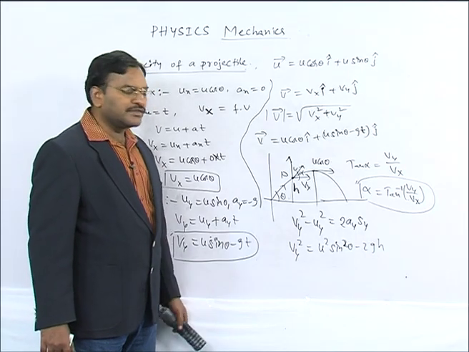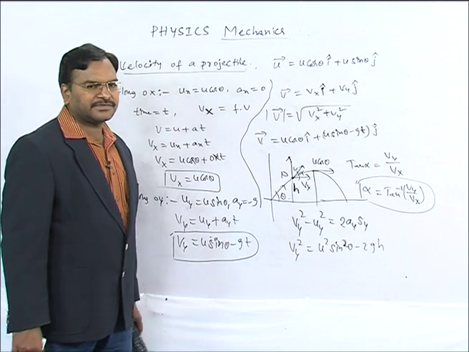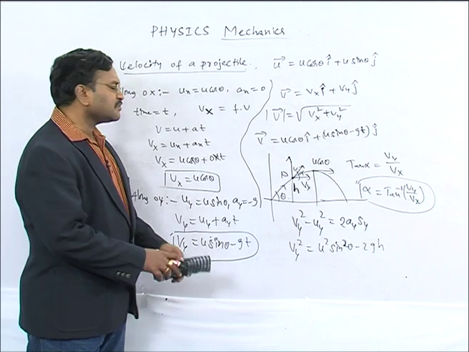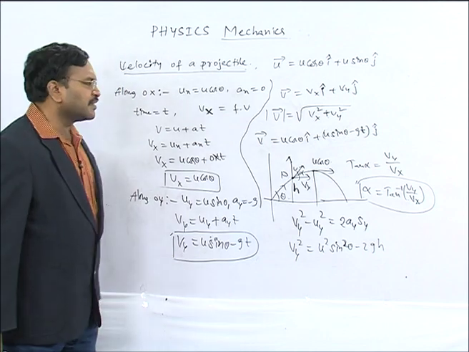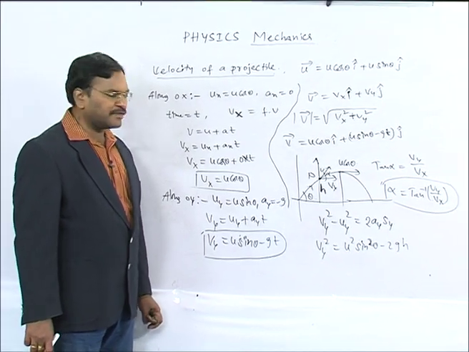Under root of U square sin square theta minus 2gh. Like that we calculate. And next we discuss here the range and time of flight of a projectile, and also we discuss the maximum height of a projectile.